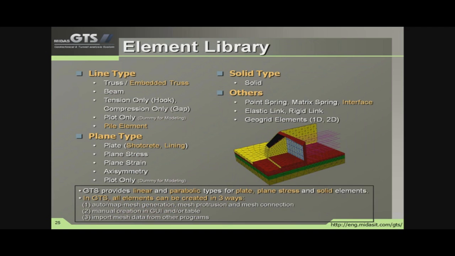This is the element library of Midas GTS. Again, in the line type, you can either use the truss or the embedded truss. The difference between the truss and the embedded truss is very important when we are modeling the rock bolts. Generally, the rock bolts are inside the rocks and they are provided with a concrete lining, which makes the rock and the rock bolt a unit, and hence you can use the truss for that type. But sometimes the rock bolts go from inside the soil and are not connected to that soil, and here you can use the embedded truss feature.